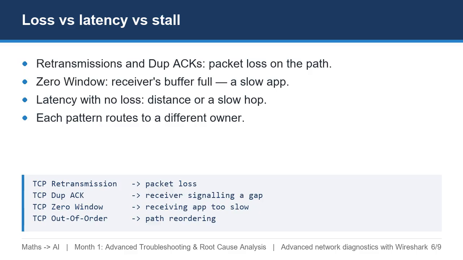Wireshark's expert analysis labels the symptoms for you. Retransmissions and repeated duplicate ACKs mean packet loss on the network path. A zero window means the receiver's buffer is full, the receiving application isn't reading fast enough, so that's an app problem, not a network one. Latency with no loss and a healthy window means distance or a slow hop. Each of these patterns routes the ticket to a completely different owner, which is exactly what your RCA needs.